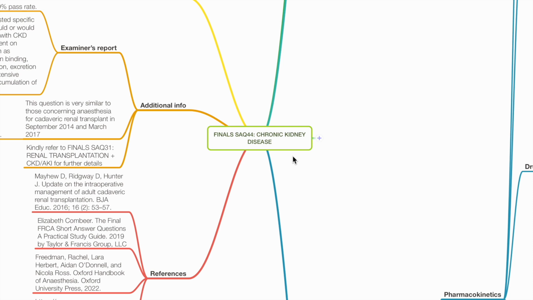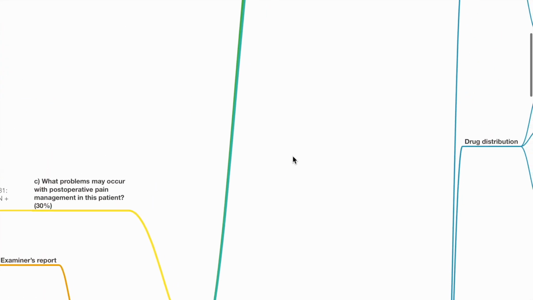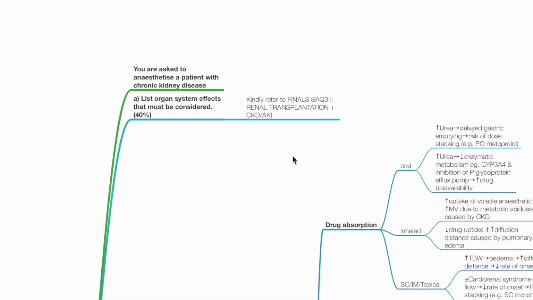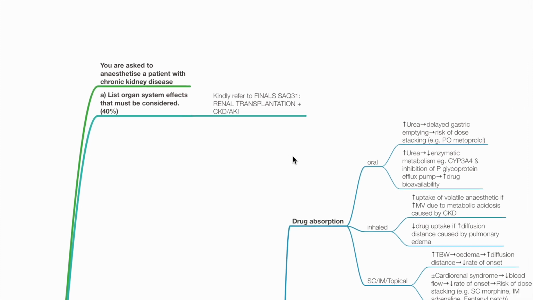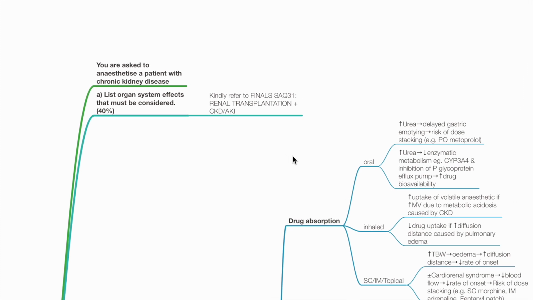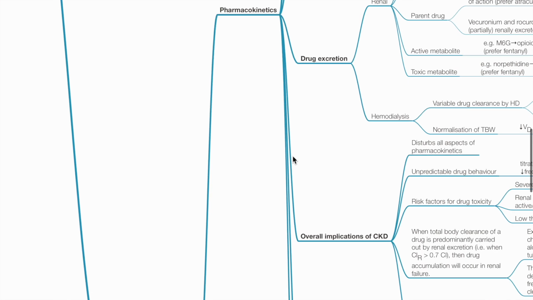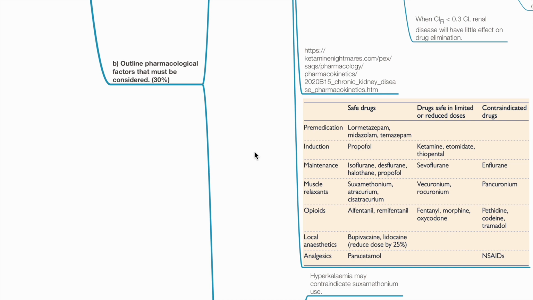Finals SAQ44, Chronic Kidney Disease. You are asked to anesthetize a patient with chronic kidney disease. A. List organ system effects that must be considered. This has been answered in Finals SAQ31, Renal Transplantation, CKD and AKI. B. Outline pharmacological factors that must be considered.